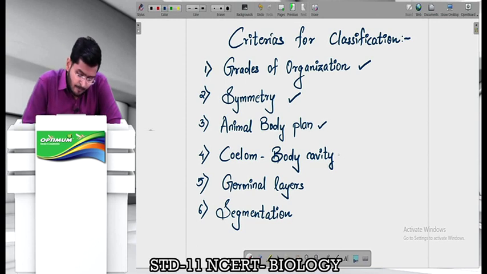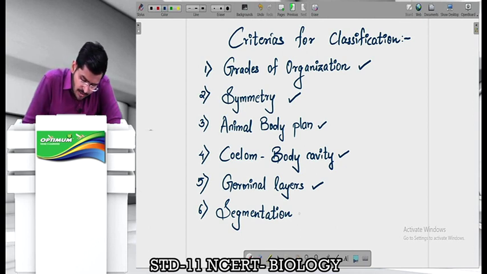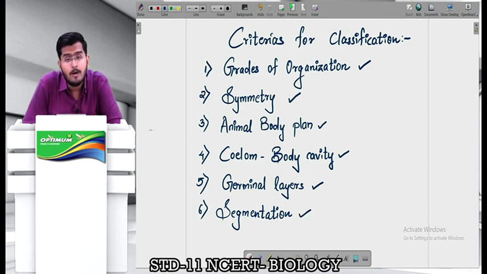On the basis of the presence of body cavity or coelom, we can call them coelomates, acoelomates, or pseudocoelomates. On the basis of the number of germinal layers that they have, we can call them diploblastic or triploblastic organisms, and on the basis of segmentation, they are either segmented organisms or unsegmented organisms.